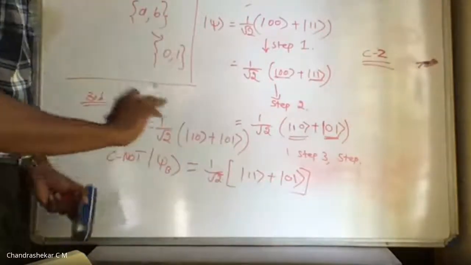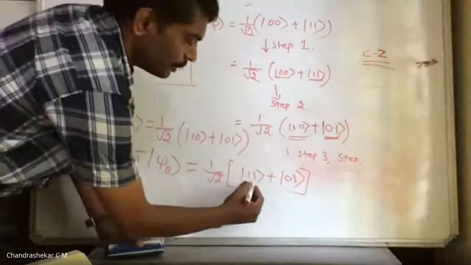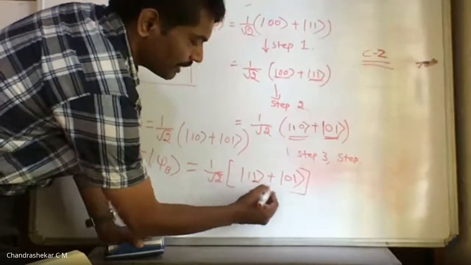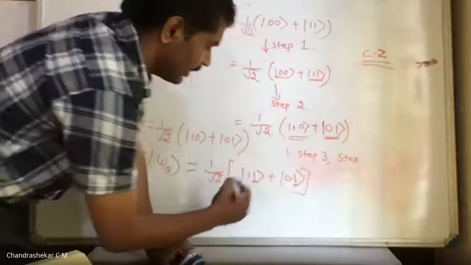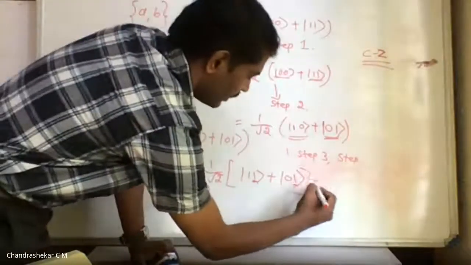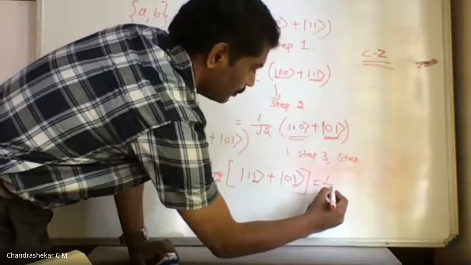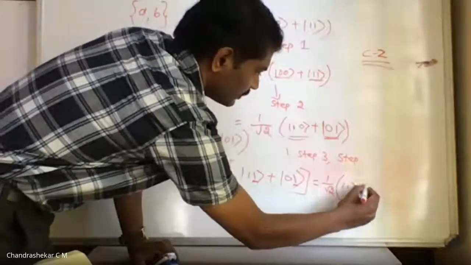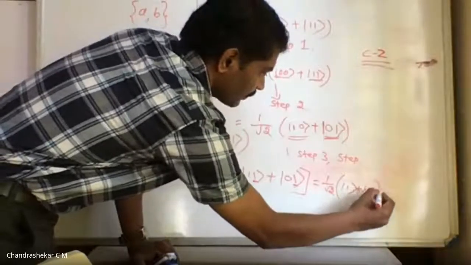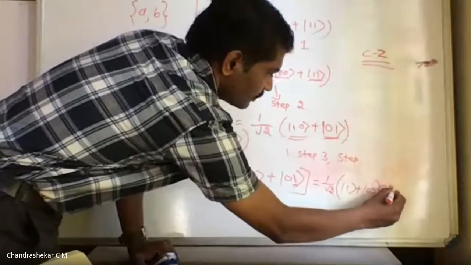Now it's a simple rewriting of this. I think in one of the partial measurement explanations we saw that I can rewrite this as 1 by root 2, 1 plus 0, tensor product of state 1.